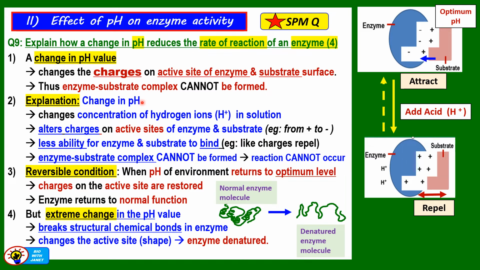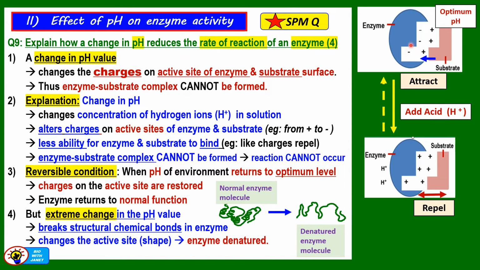All right, now the explanation. A change in pH will change the concentration of hydrogen ions, that is H positive, in the solution, in the mixture. It alters the charges on the active sites of the enzyme and substrate. For example, the active site of the enzyme, which is positively charged, may be changed to negatively charged, or vice versa, negative charge becoming positively charged. There will be less ability for enzyme and substrate to bind, especially if the enzyme and substrate have like charges, both positively charged or both negatively charged. Like charges will repel, right? Then the enzyme-substrate complex cannot be formed and the reaction cannot occur.